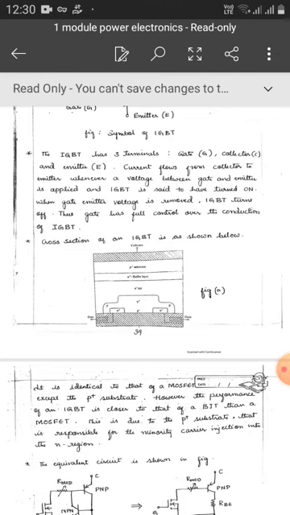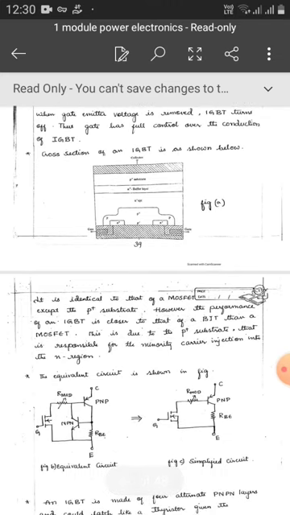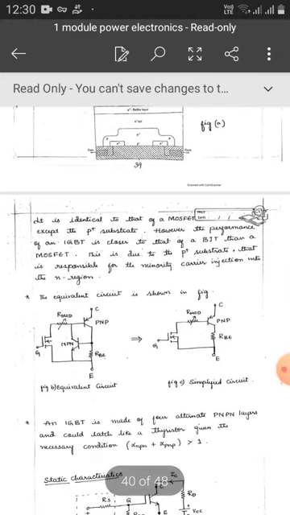And this is the equivalent circuit of the IGBT. Figure B is the simplified circuit. In the equivalent circuit, it is the combination of the NPN transistor and MOSFET.